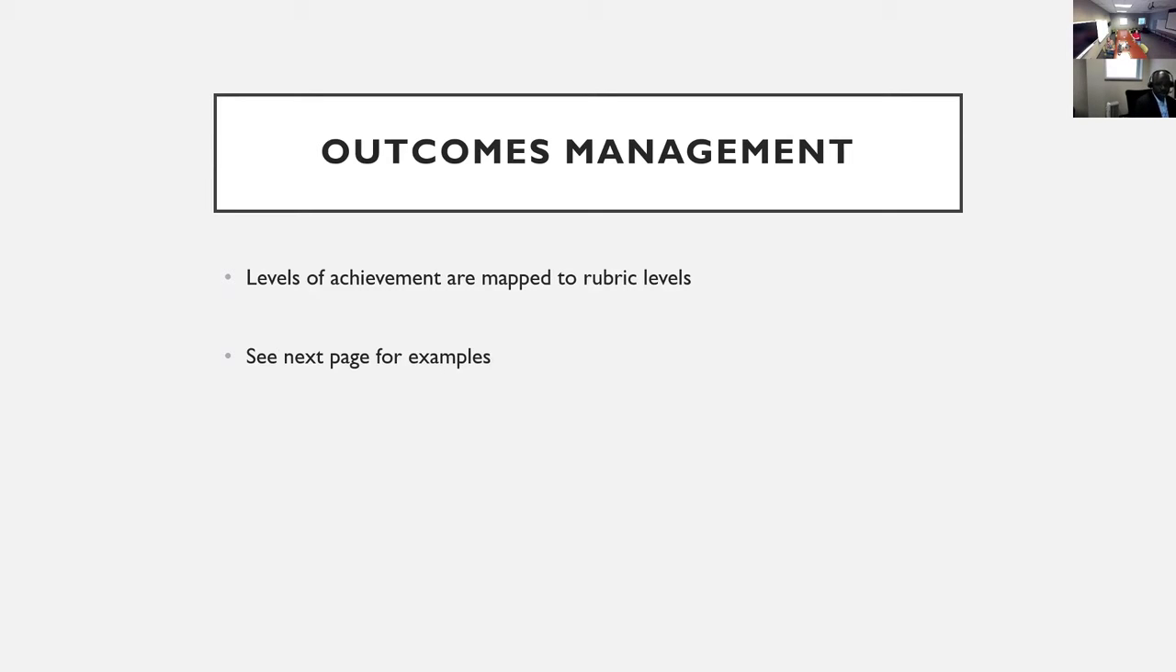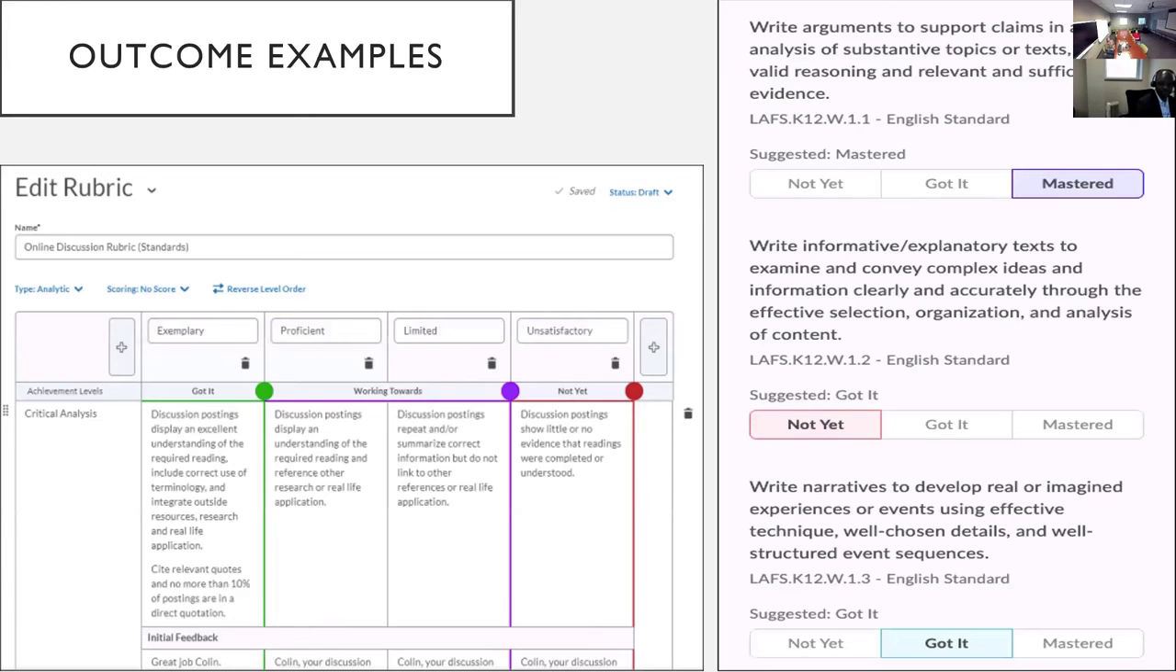Management. Now you have the ability to map the level of achievement to the rubric level. For this one, I didn't set it up because it's really long, but I'm going to show you just a screenshot of what this means. So within, you can see your regular rubric here, your level settings for your regular rubric.